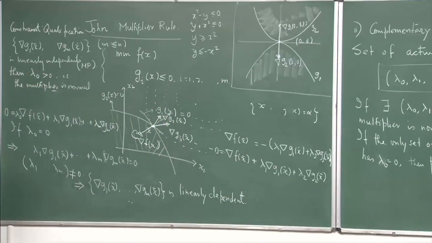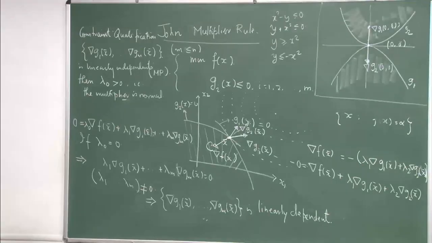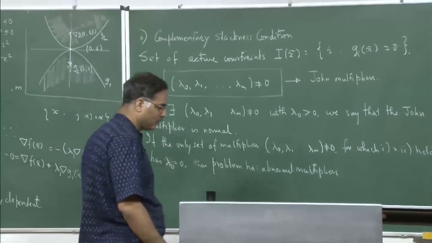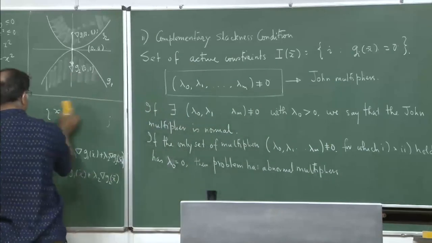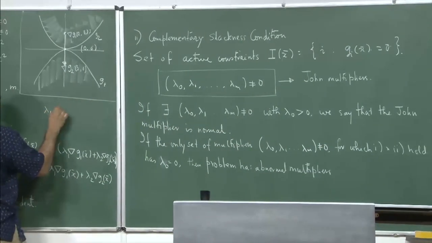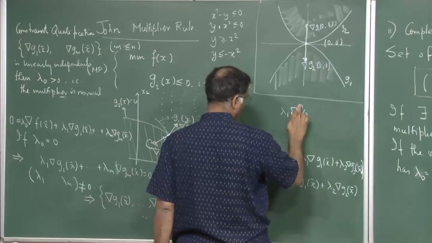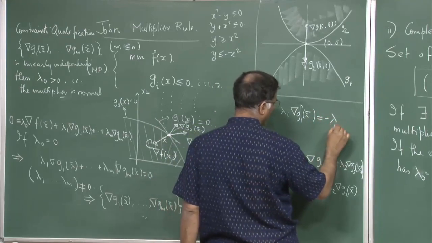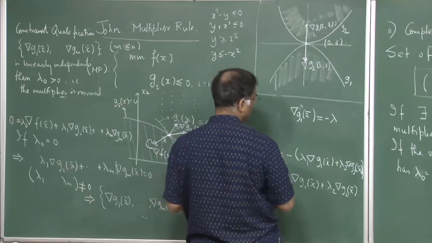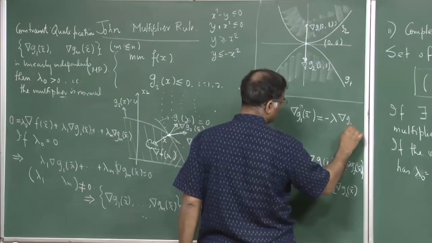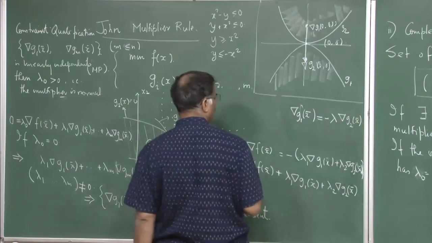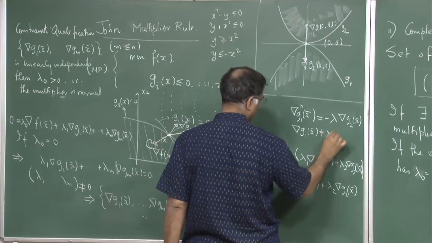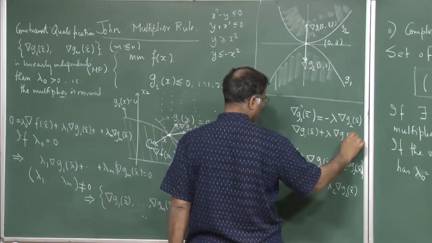See, what would happen in this situation, because you can always write lambda 1 grad g 1 x bar as equal to minus lambda grad g 2 x bar, where lambda is greater than or equal to 0. So, you have grad g 1 x bar plus lambda grad g 2 x bar equal to 0.